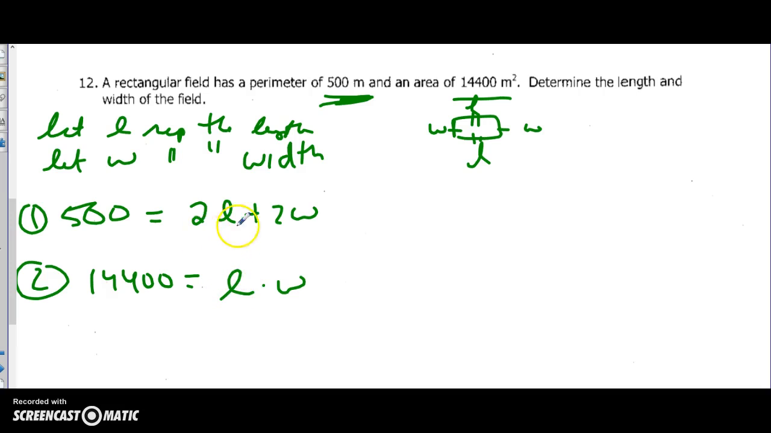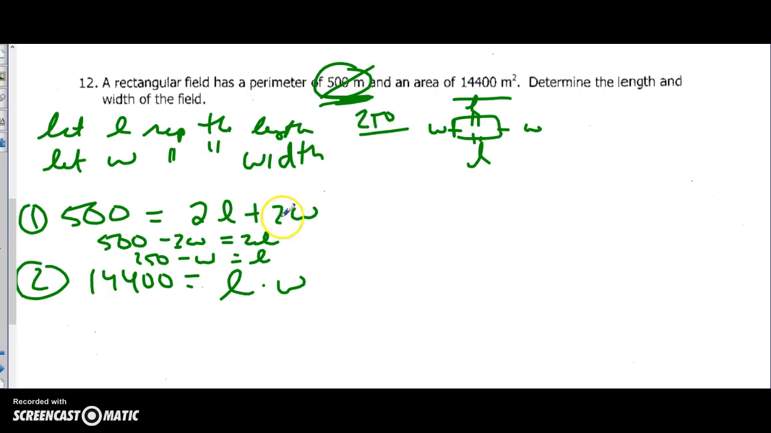Now I need to write the first equation so that I have L equals something or W equals something. So I'm going to make it L equals something. L's over here, so I'll bring the W over. And when I do that, I get this. And then I'll divide both sides by 2, and you end up with this. L is 250 minus W. And I have no problem if you tell me off the bat, listen, perimeter is 500, which means L and W add up to 250, and then go straight to this.